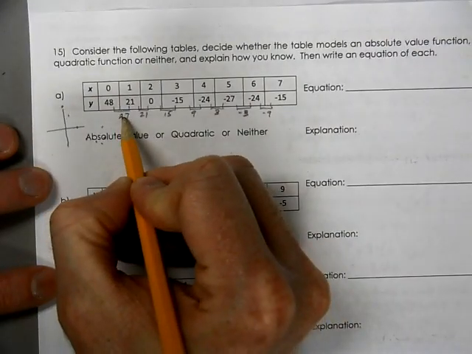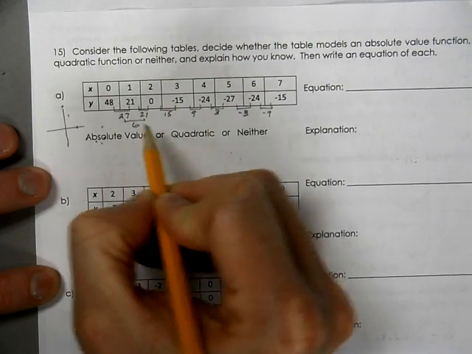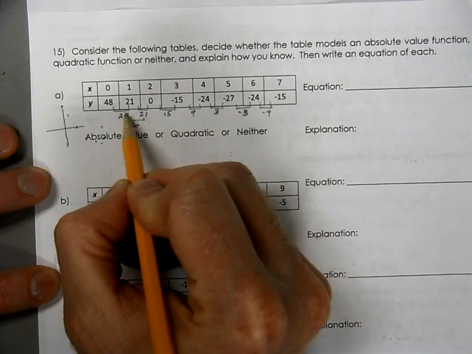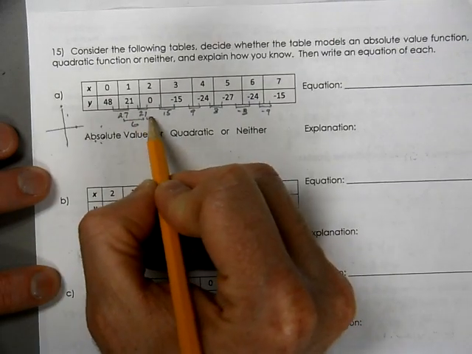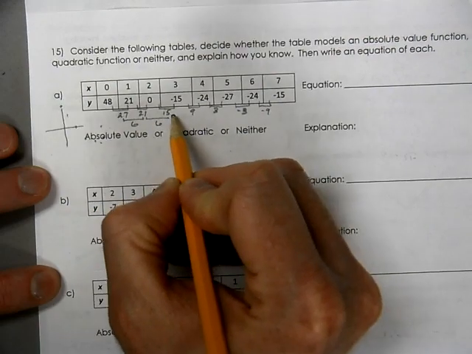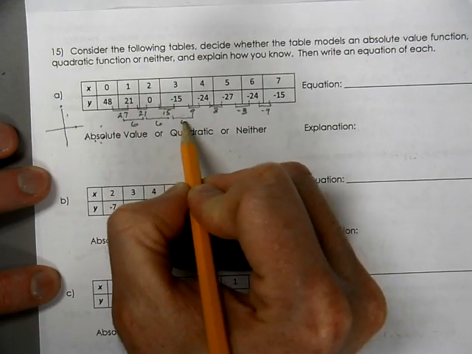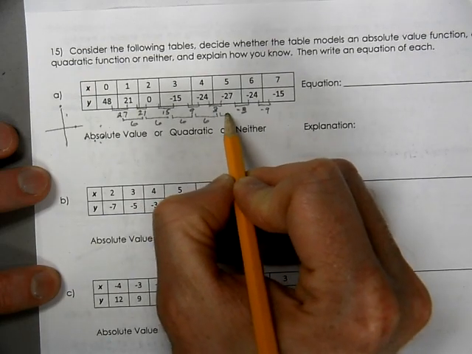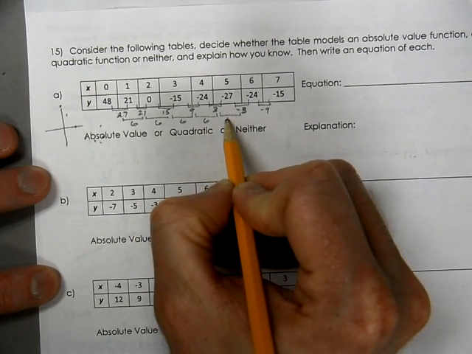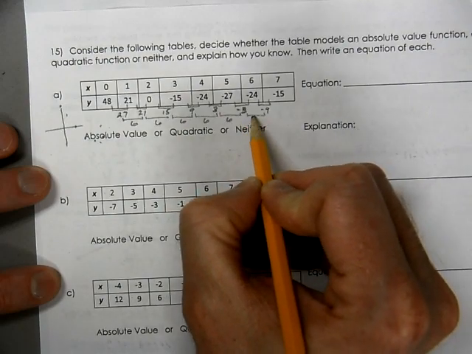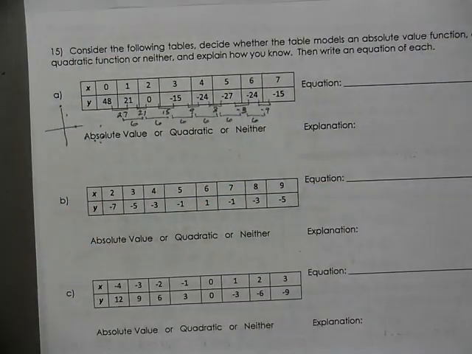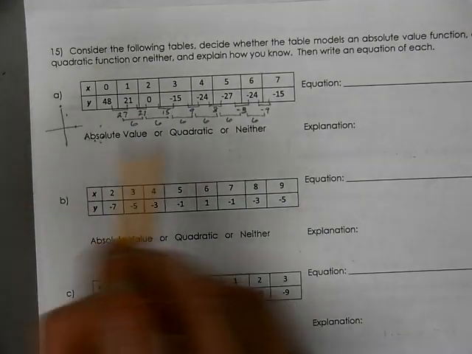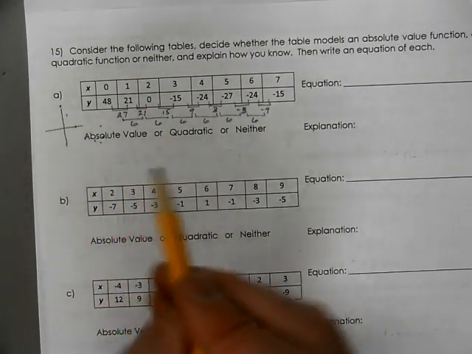But we do it again, and we see that the difference is 6. 27 minus 21 gives us 6. 15 minus 9 is 6. 9 minus 3 is 6. 3 minus a negative 3 is still 6. Still 6. So now you look at that common difference. It's the second degree, so we know it's a quadratic.